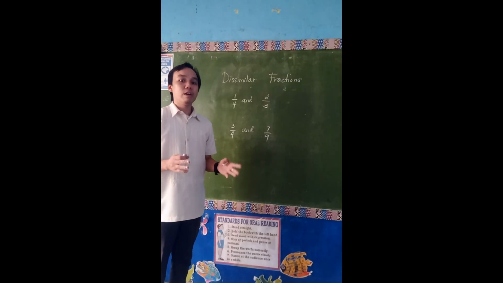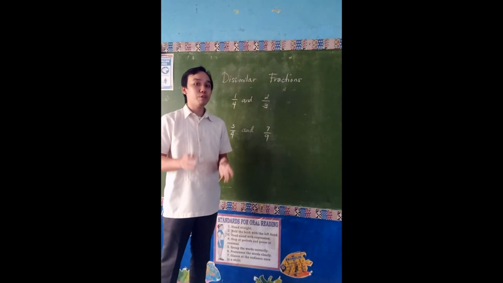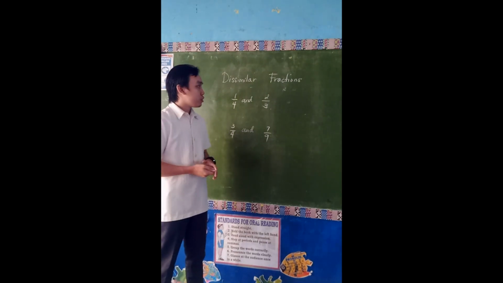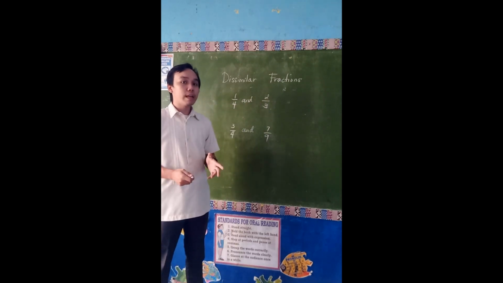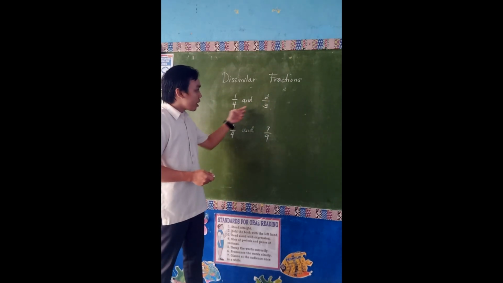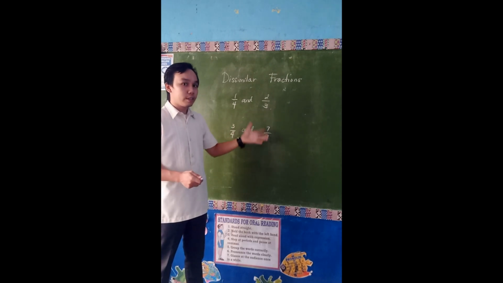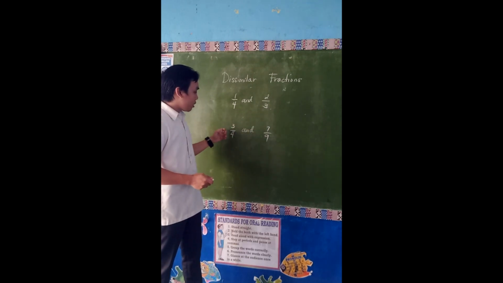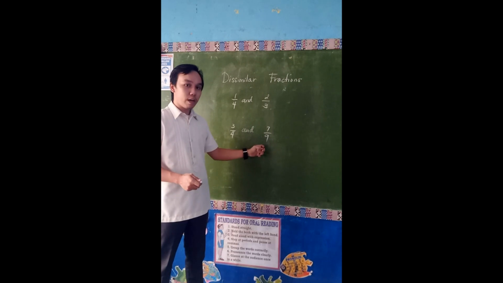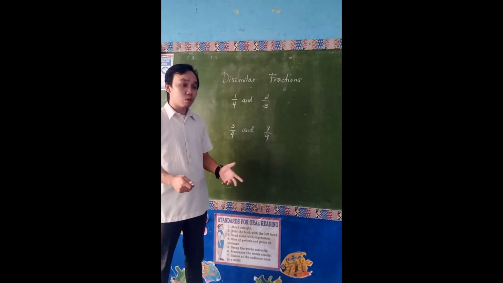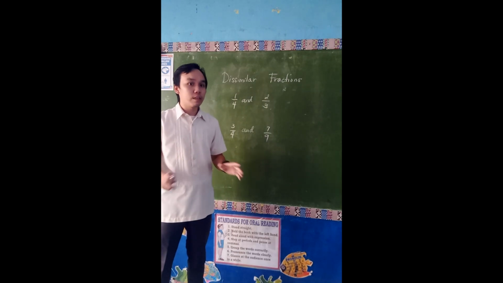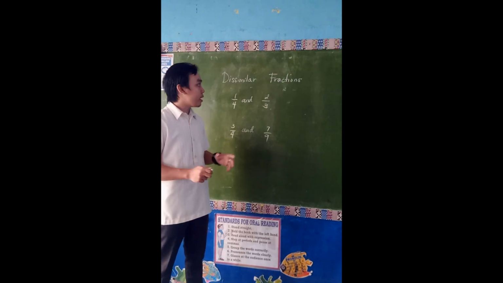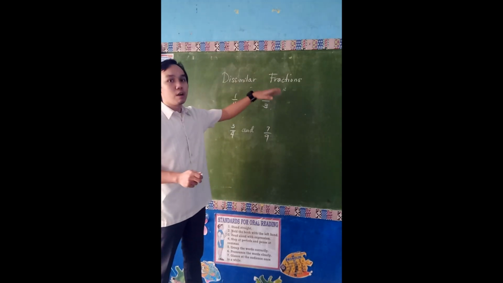On the other hand, dissimilar fractions are fractions having different denominators. For example, we have 1/4 and 2/3. What are our denominators? We have 4 and 3. So they are different. Next example, we have 3/4 and 7/9. What are our denominators? We have 4 and 9. So they are different. They are not the same. Therefore, they are what we call dissimilar fractions.